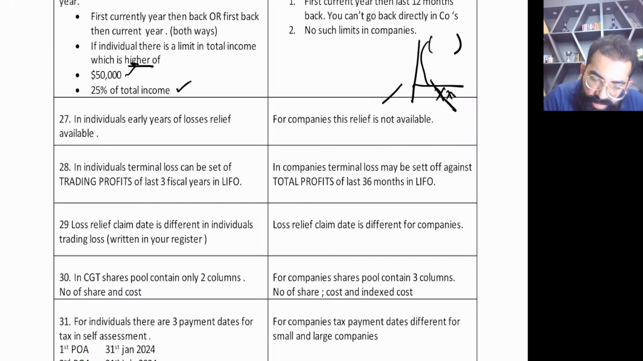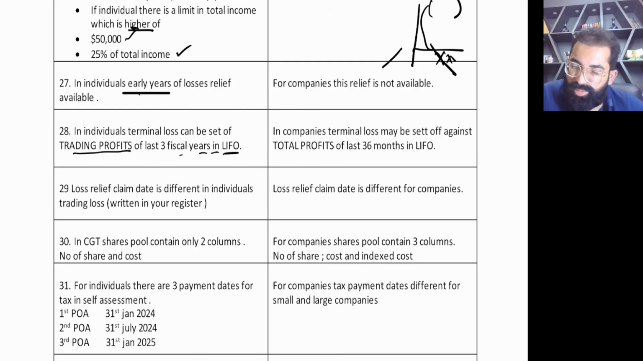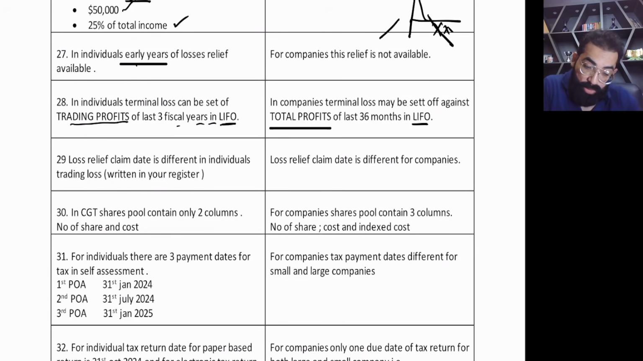Then, in individuals, early years loss relief is available. For companies, this relief is not available. In individuals, terminal loss can be set off against trading profits of the last 3 fiscal years in LIFO. Yes, only trading profit. But in companies, terminal loss may be set off against total profits of the last 36 months. So see the two differences: trading profits, total profits; last 3 fiscal years for individuals, last 36 months for companies. Both are in LIFO. Loss relief claim dates are also different for individuals and companies.